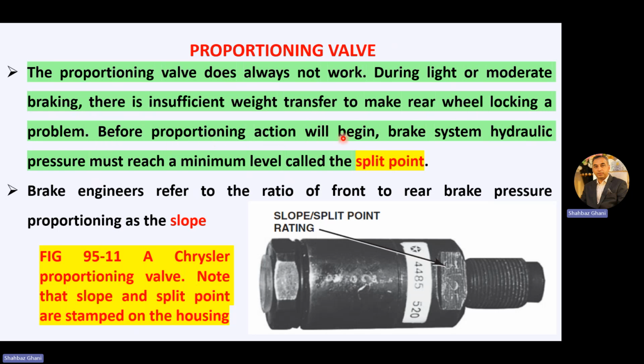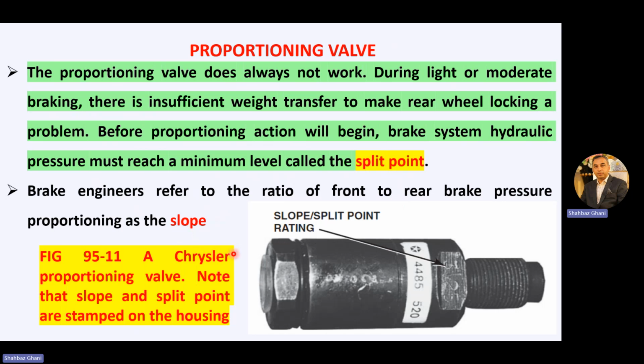Before proportioning action will begin, brake system hydraulic pressure must reach a minimum level called the split point. As we are moving, the hydraulic pressure has to build up to reach a minimum level, and that minimum level is called the split point, where the pressure is changed between the front and the rear. Brake engineers refer to the ratio of the front to the rear brake proportioning as a slope. So one is the split point and the second is the slope, and that slope is the ratio of front to rear brake pressure proportioning.